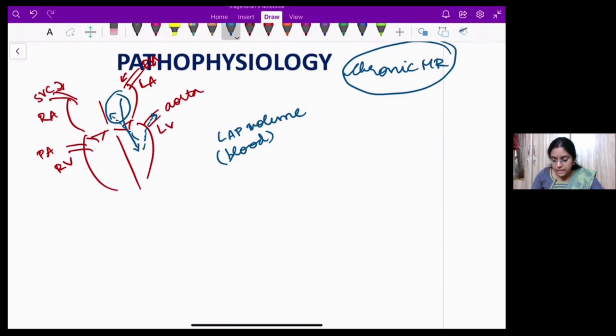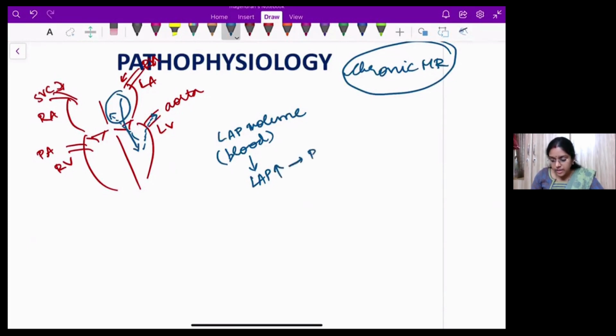Okay, so this left atrial volume will actually increase. When the left atrial volume increases, the left atrial pressure will also increase to a small extent. So what happens when this left atrial pressure increases?